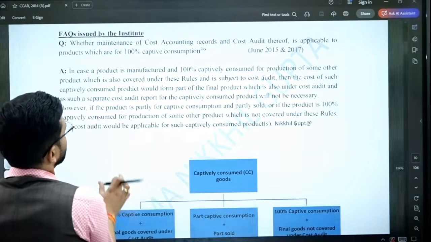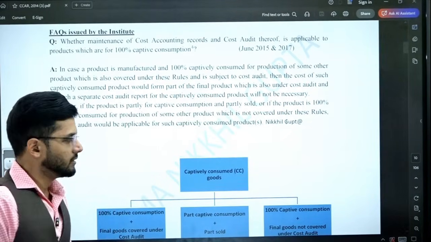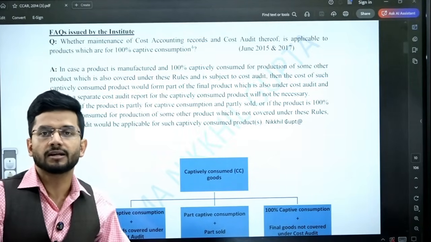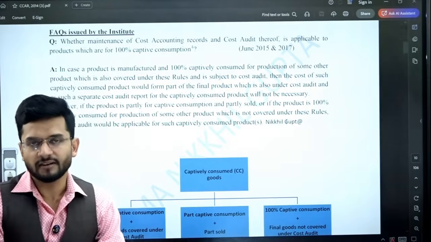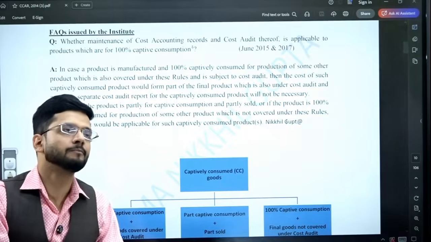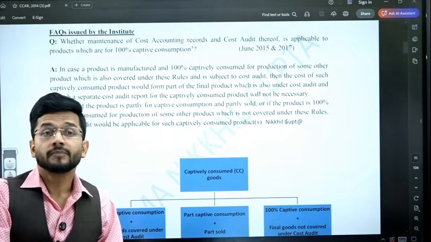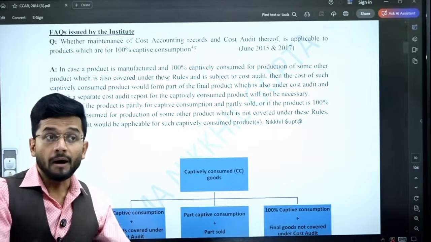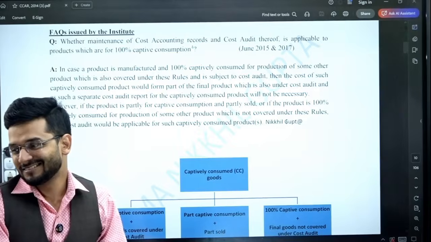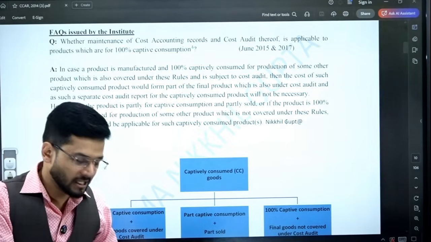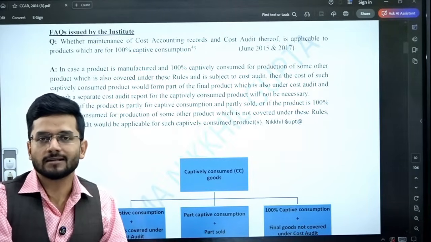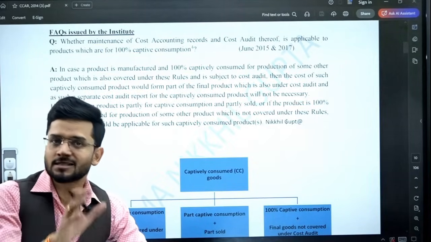All right. So now we come on to captive consumption. The rule is very clear that if we are preparing electricity for captive consumption, that is, consuming the electricity in our own business, in our own factory, then cost audit will not be applicable for that particular part of electricity. Now the question arises, sir, what if we are generating electricity, partly self-consuming and partly selling outside, then what will happen?